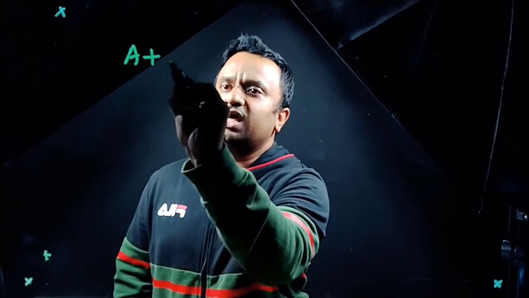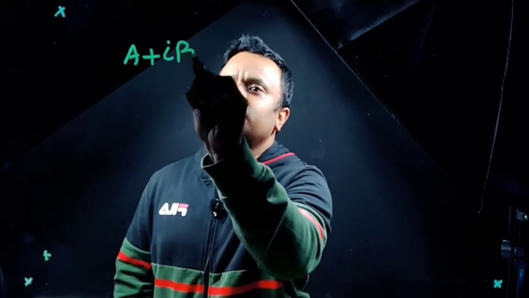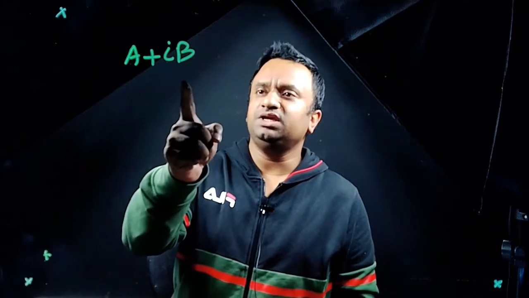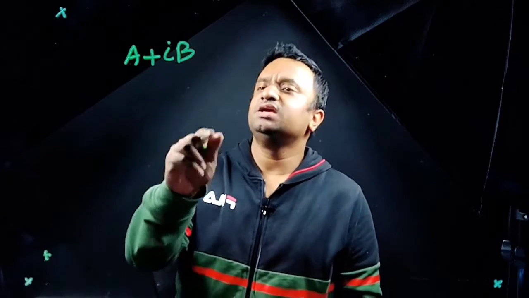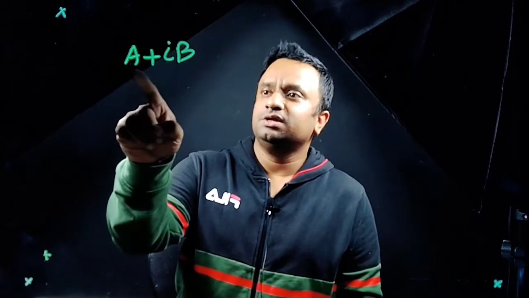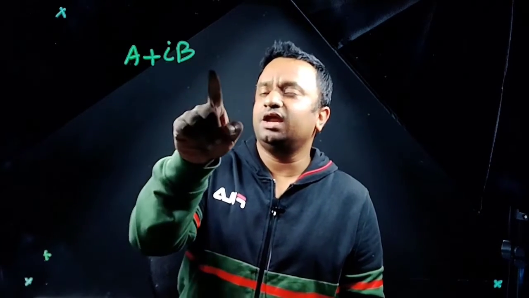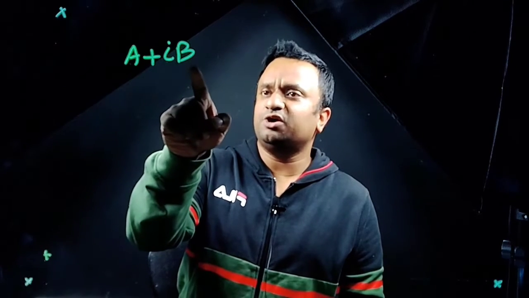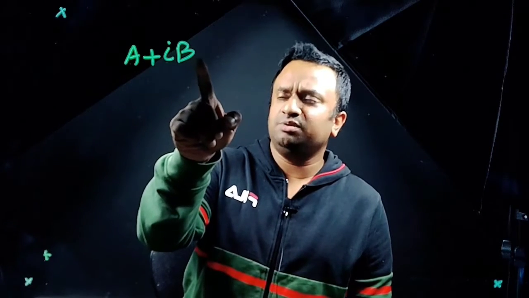Now what is a complex number? A complex number is a mixture of both real number and imaginary number. It has the form a plus ib. Here a and b are both real numbers. So a complex number has a real part and an imaginary part. The real part is a and the imaginary part is b because it is associated with i. That's why b is called the imaginary part and a is called the real part.